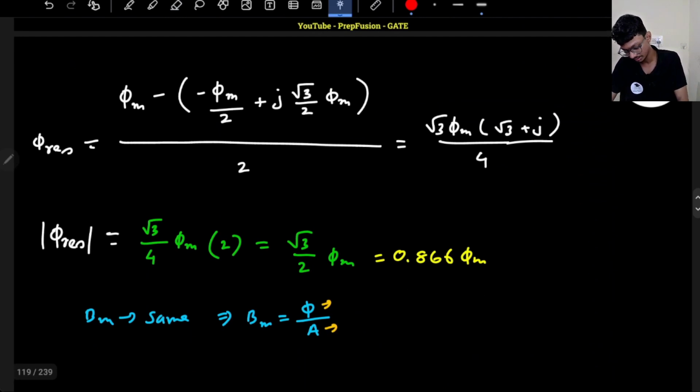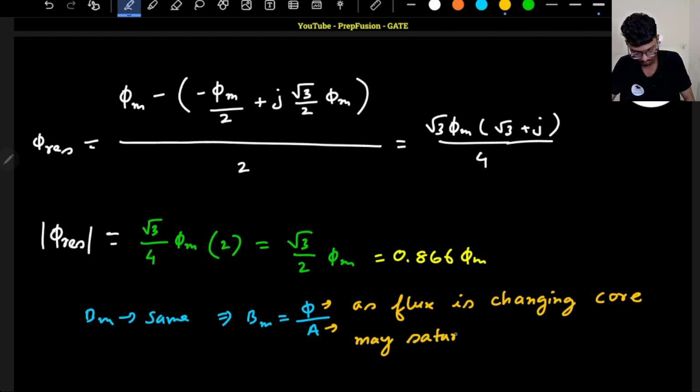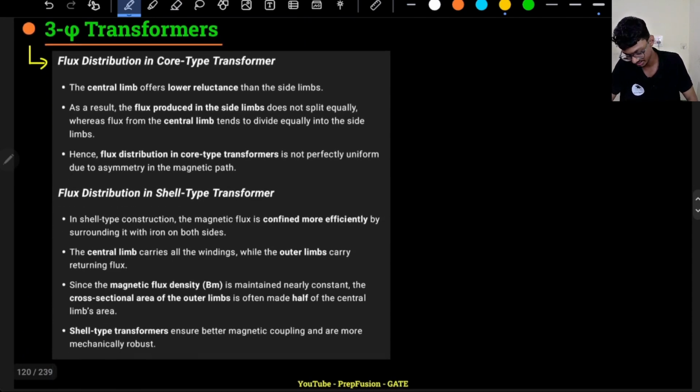So here, as the flux is changing, the core may saturate. Okay, so that's why we have to change the area. We cannot keep the area the same. The same thing is written over here.